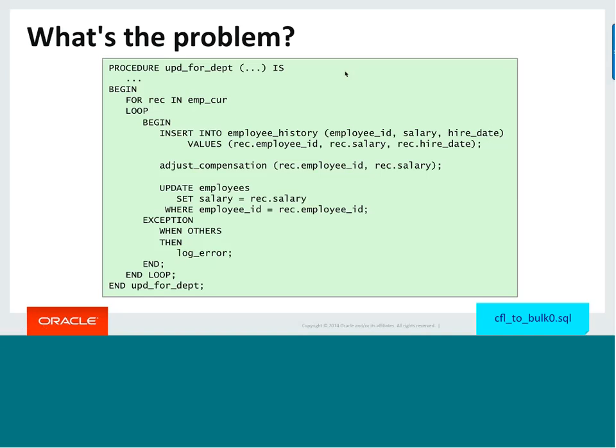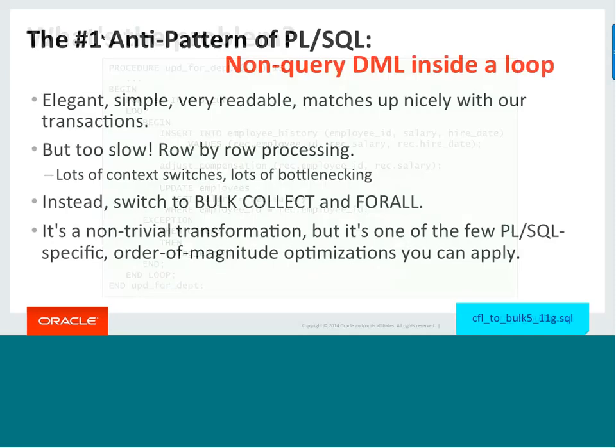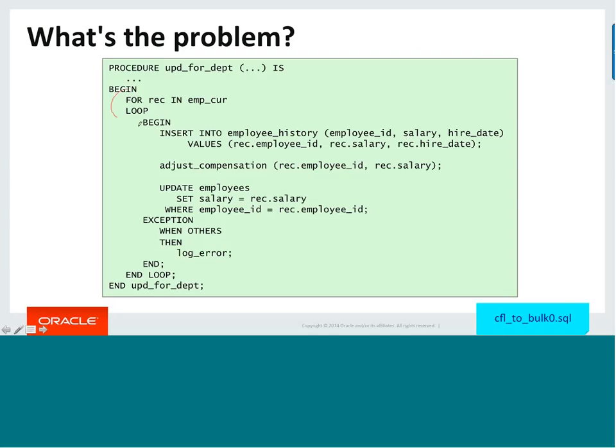So the problem with this code, and as I'm about to tell you on the next page, it's the #1 anti-pattern of PL SQL: non-query DML inside a loop. If you ever see a loop, cursor FOR loop, numeric FOR loop, WHILE loop, simple loop, whatever, and inside of that loop you have one or more non-query DML statements, in other words, inserts, updates, deletes, then what you're seeing here is an incredible opportunity. It's a terrible anti-pattern, but it's also an incredible opportunity because you're looking at a piece of code in which you can have a potentially enormous positive impact on performance.